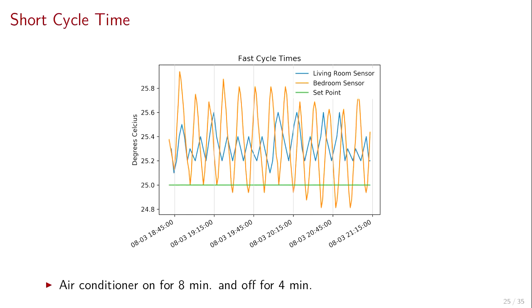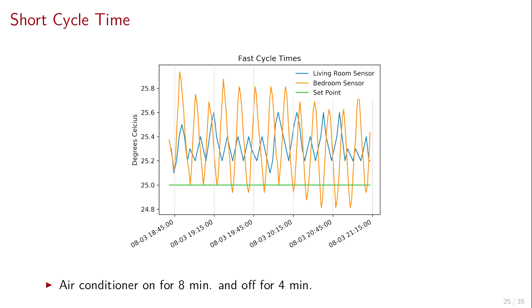The next problem I had was something that most people don't even think about, or at least I didn't until I started playing with this, and it's cycle time. Turns out air conditioner compressors don't like to be turned on and off like a child playing with a light switch. And I was burning my compressor out. It was starting to smell. And this is a very typical software bug.